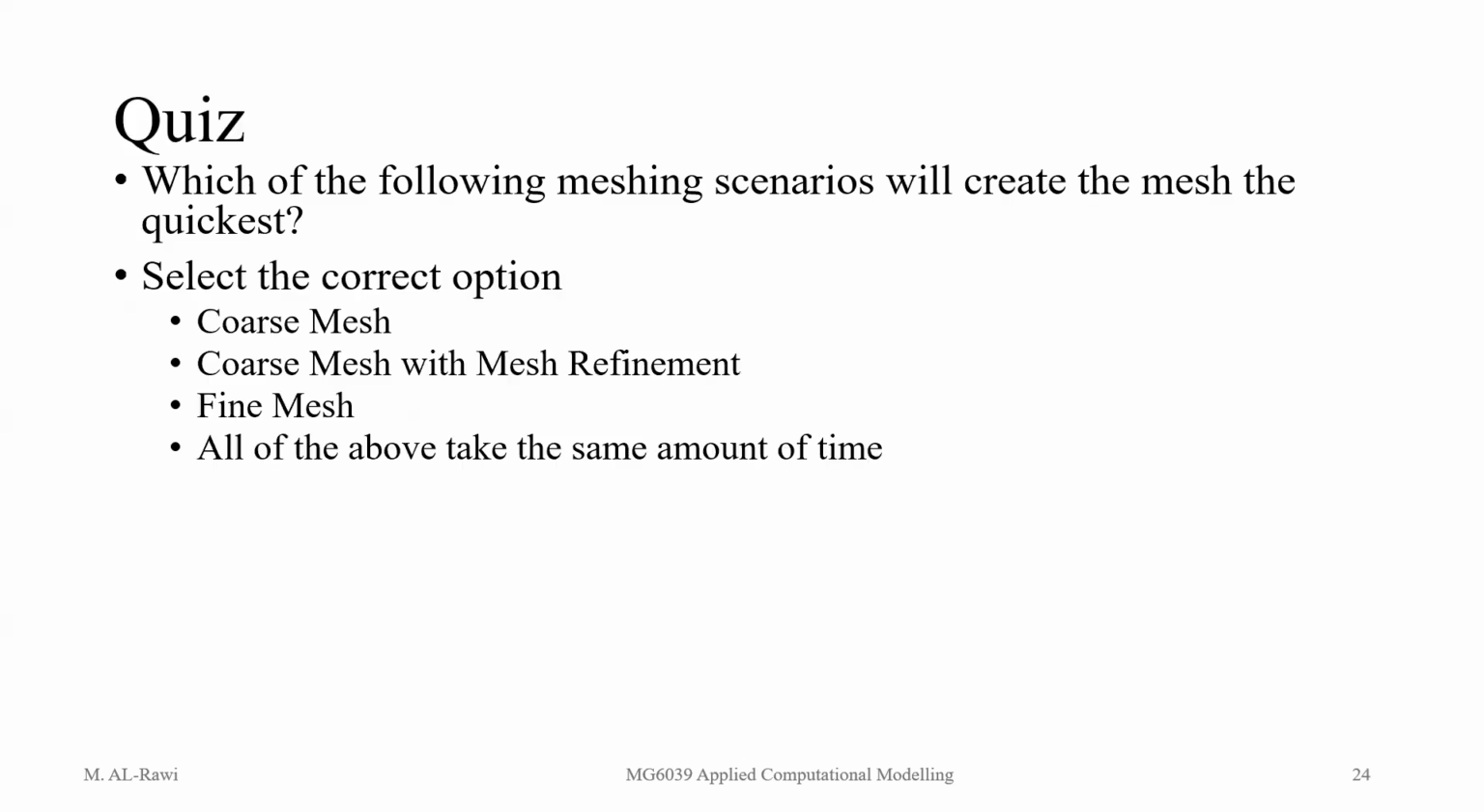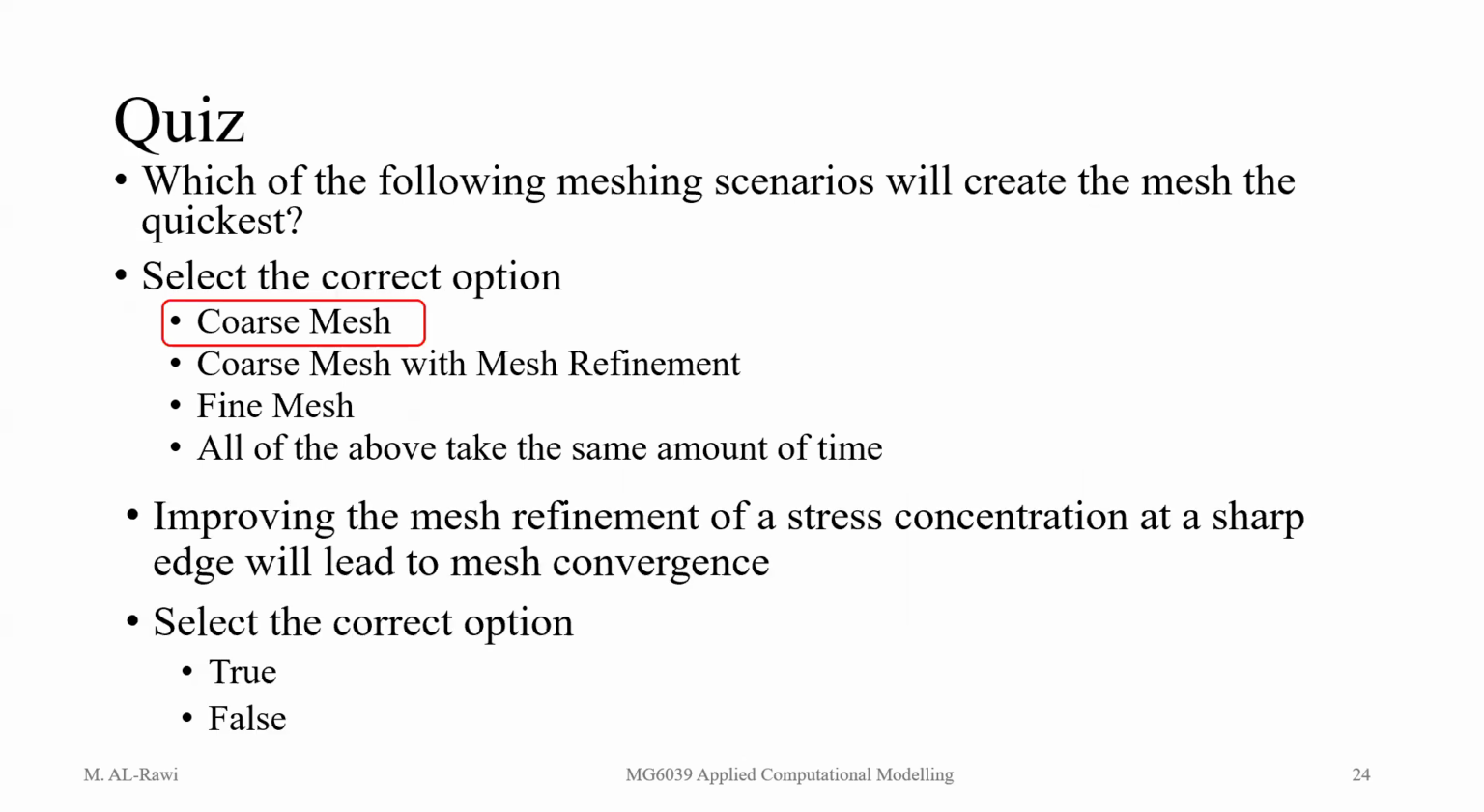Which of the following meshing scenarios will create the mesh the quickest? Select the correct option. Coarse mesh, mesh with refinement, fine mesh, all of the above take the same amount of time. Coarse mesh is the faster one. We saw it, zero time. Perfect. Improving the mesh refinement at a stress concentration at a sharp edge will lead to mesh convergence. True or false? False. We saw that it goes to infinity.